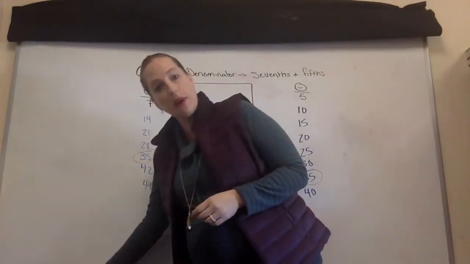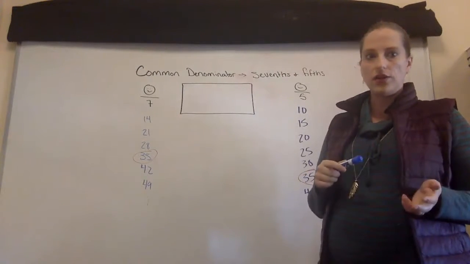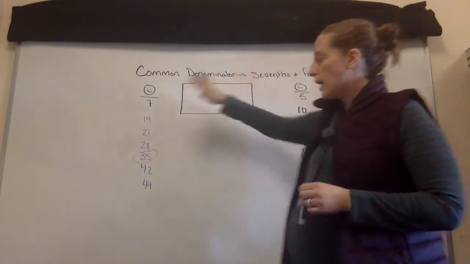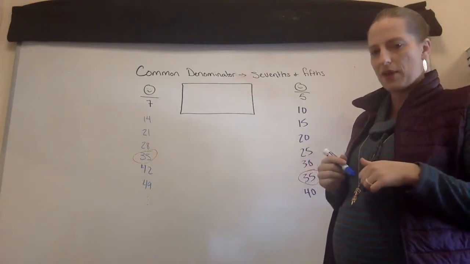However, I want to show another method that involves our area model and then a number line model that can also get us to that common denominator, in this case of 35. So we don't have to have prior knowledge. We don't have to know that our common denominator is going to be 35. It's just going to pop out for us.